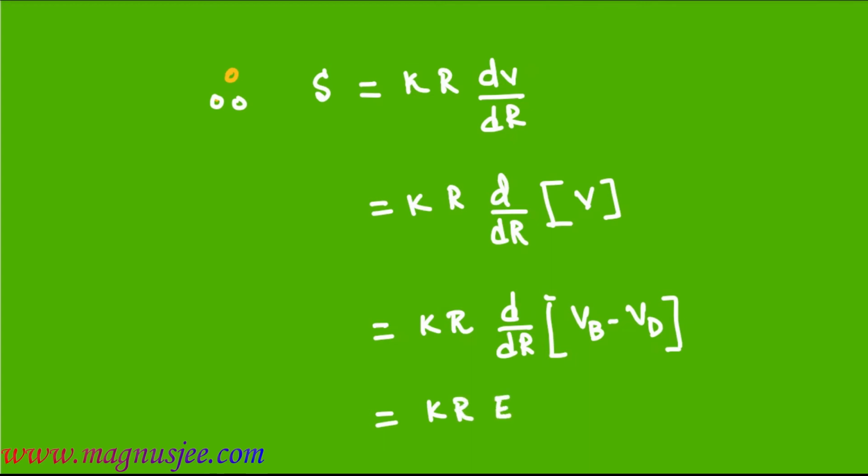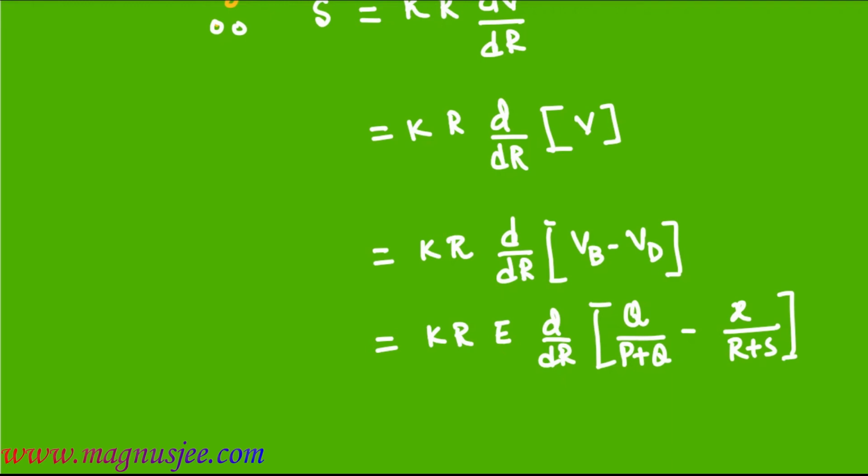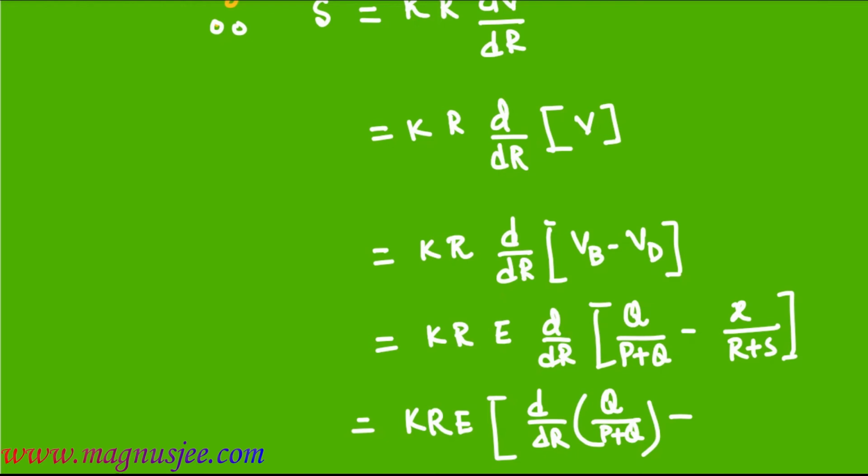Now we can put the expression of Vb and Vd. E is taken common outside d by dr of Q divided by P plus Q minus X divided by R plus X. R plus X, not S, it should be R plus X. KrE, d by dr of Q divided by P plus Q, bracket closed, and d by dr of X divided by R plus X. It should be X, not S, X.